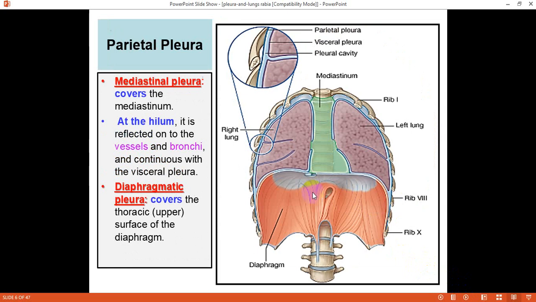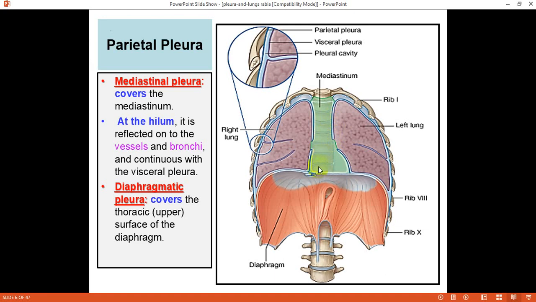So we have already observed that mediastinal pleura is going to make the lateral limit of the mediastinum, and at the hilum, the mediastinal part of the parietal pleura is continuous with the visceral pleura. And here at the hilum, the visceral pleura is going to line the structures passing through the hilum of the lung, and the parietal pleura is going to make the pleural sleeve and pleural ligament. So we'll discuss the importance of these structures when we discuss the hilum of lung.